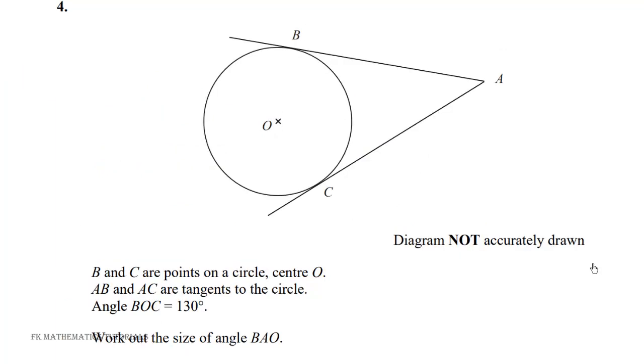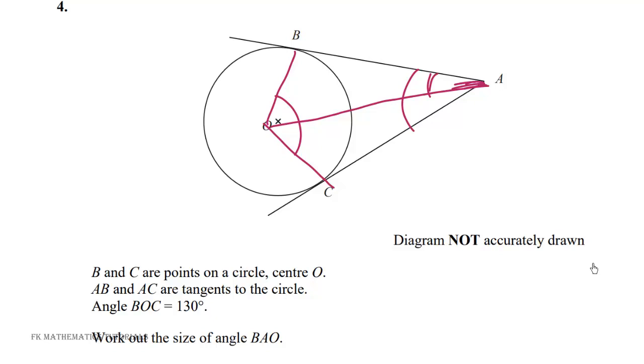Question number 4. B and C are points on a circle center O. AB and AC are tangents to the circle. Angle BOC is 130 degrees. Work out the size of angle BAO. So BAO is this angle here, and we know this line AO bisects this angle here. So just like we just saw, this angle over here and this whole angle, their sum should be equal to 180 degrees.